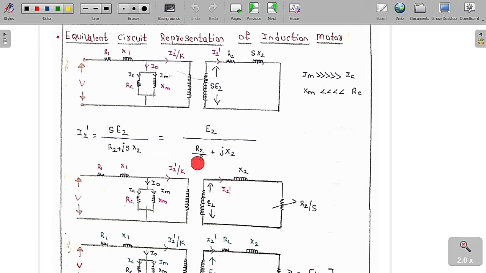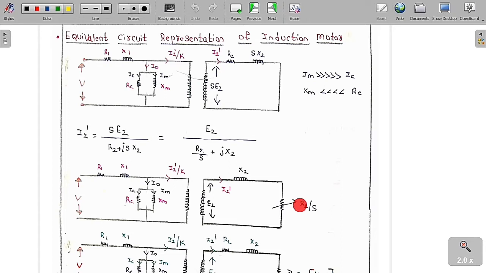Then I will try to represent in this format. So this is same as the previous one. Supply voltage, R1, X1, RC, XM, IC, IM, I0, I2 dash by K, and this is the E2, and this is the X2, and this is the R2 by S, because here S is nothing but slip. So whenever the load is varying, S varies, so this overall value is also varying. That is the reason we are going to keep a variable resistance in this format.